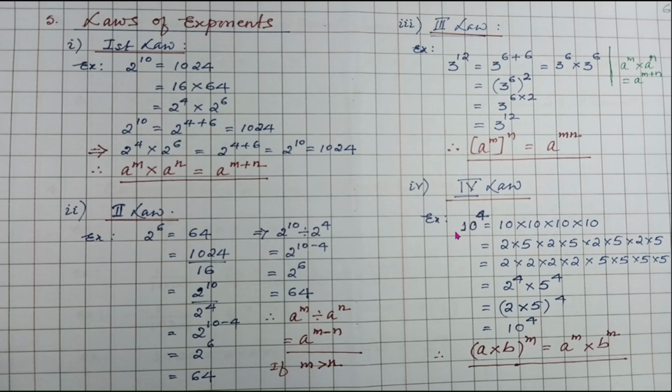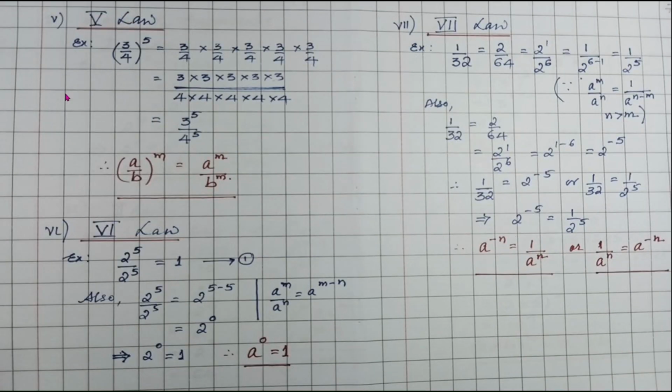So expressing 10 raised to 4 as (2 into 5) raised to 4 is the same as 2 raised to 4 into 5 raised to 4. Therefore the law is very much proved here. That means (a into b) raised to m is equal to a raised to m into b raised to m. That means multiply a into b and raise it to a power, we get the same value as multiplying a, m times, and then multiplying by b multiplied m times. Therefore (a into b) raised to m is equal to a raised to m into b raised to m. A very important law to remember.